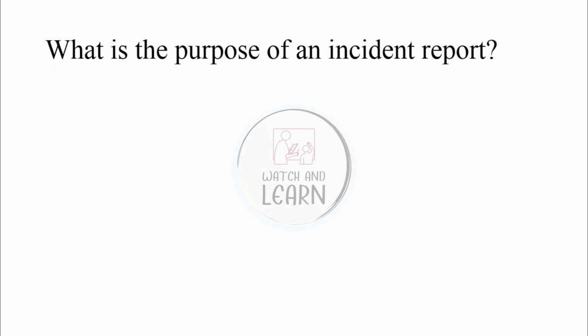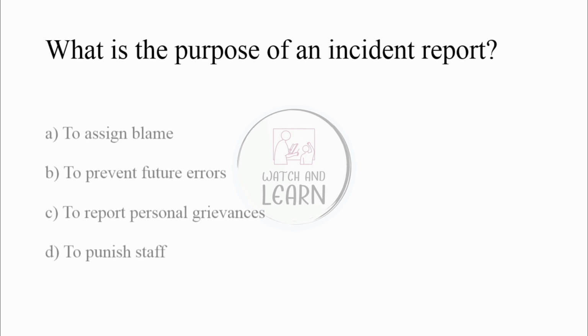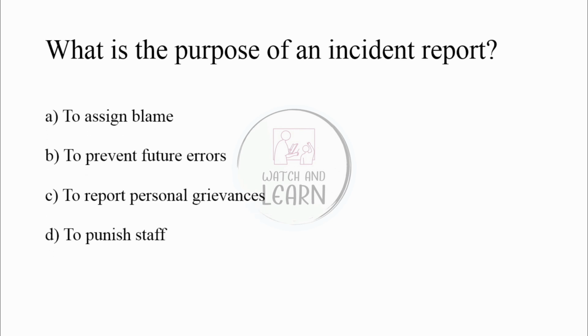What is the purpose of an incident report? Options are option A to assign blame, option B to prevent future errors, option C to report personal grievances, option D to punish staff. The right answer is answer B, to prevent future errors.